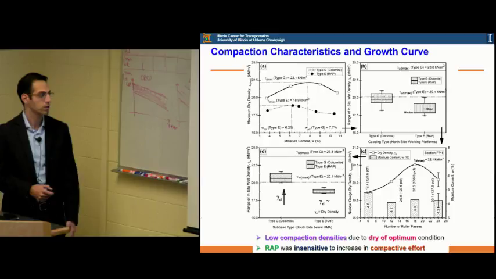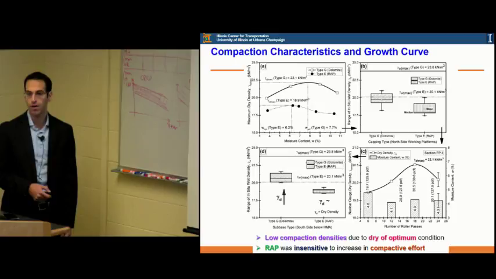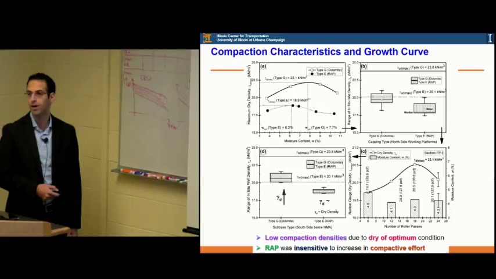So the reason of these low compaction densities, which do not achieve the 95% requirement, was mainly because of the dry-off optimum condition for those aggregate materials for the compaction, as well as the platform at which those aggregates are being compacted, which are the large aggregates that are not probably providing very good support for getting a high relative compaction effort. Also, as I said, the wrap was insensitive to the increase in compaction effort.